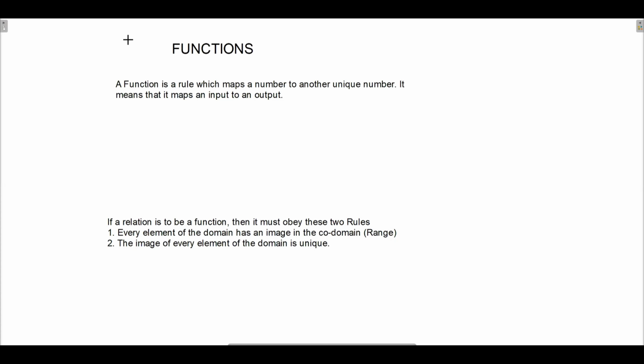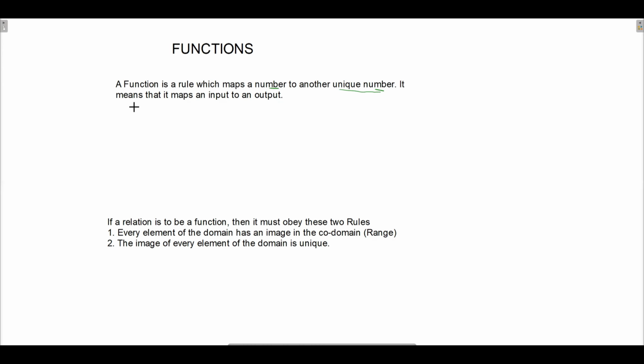About function, it means that a function is a rule which maps a number to another unique number. Especially this, underline this word: a number to another unique number. That means what we are saying is that it maps an input to an output. That means a function maps an input to an output. That means the output has to be a unique one.